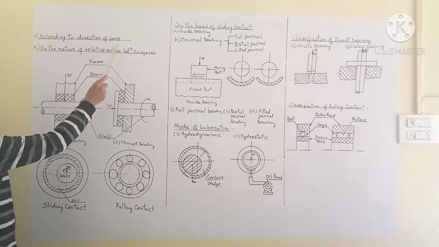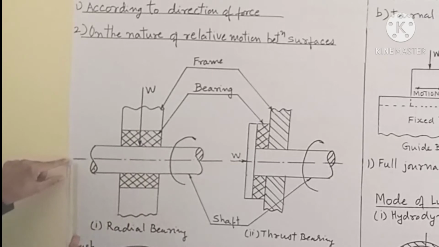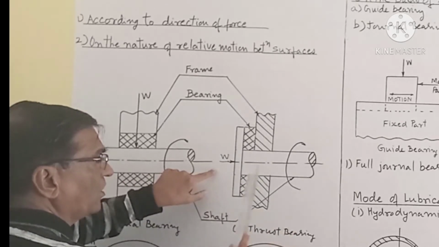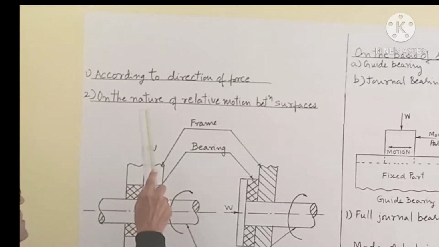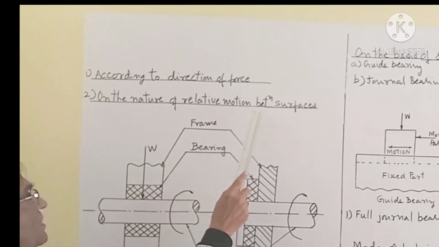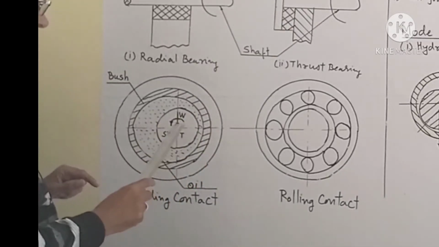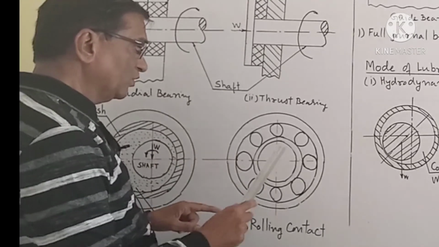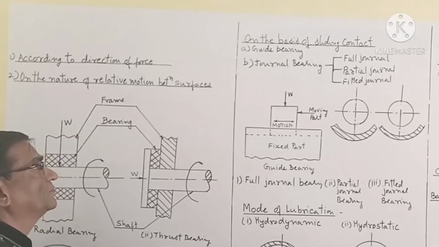According to the direction of force, here the direction of force or load is perpendicular to the axis of the shaft, and here the direction of load is in the direction of the axis of the shaft. Now, on the nature of relative motion between the surfaces, here the relative motion between the moving elements is of sliding type, and here the relative motion between the moving elements is of rolling type.